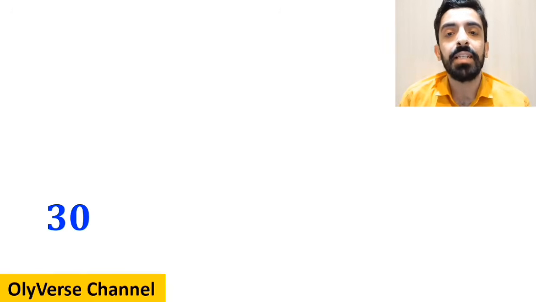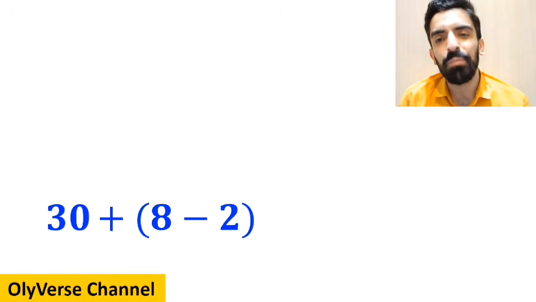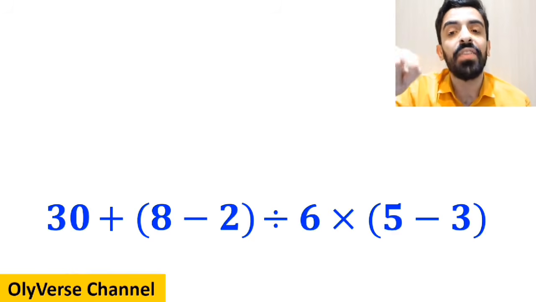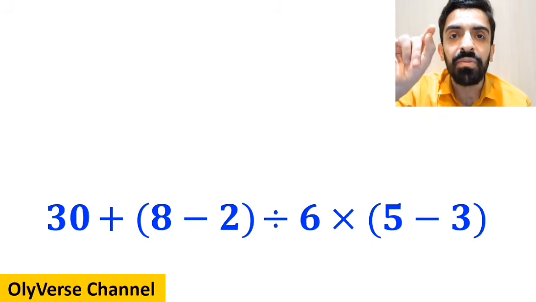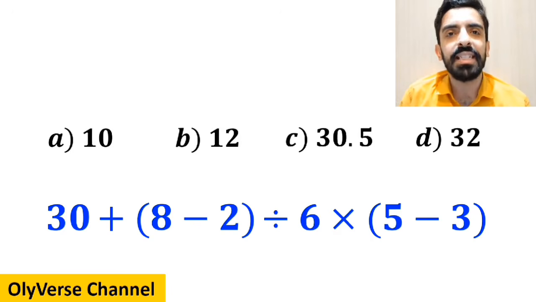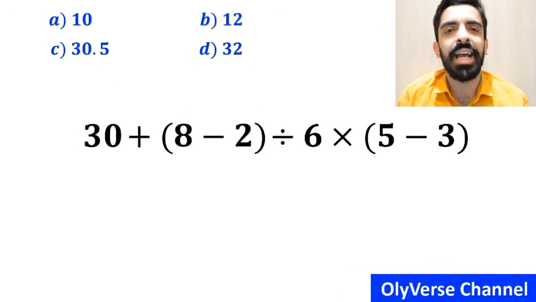What is the value of the expression 30 plus open parenthesis 8 minus 2 close parenthesis divided by 6 multiplied by open parenthesis 5 minus 3 close parenthesis? Which option do you think is the correct answer to this question? Let's break it down and solve it together.